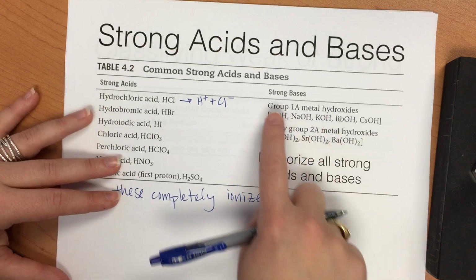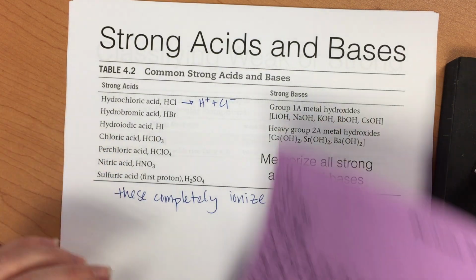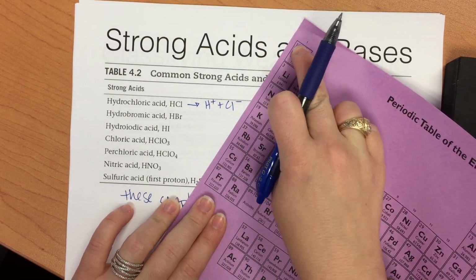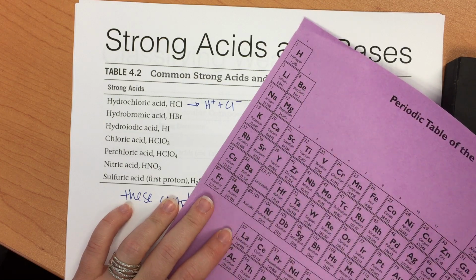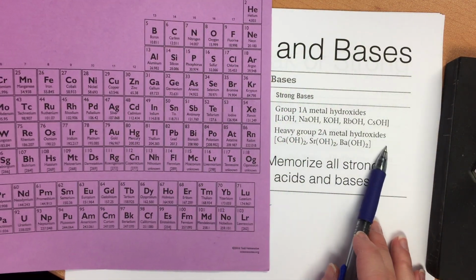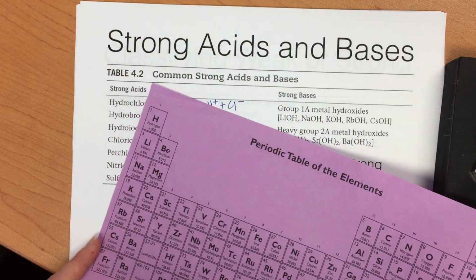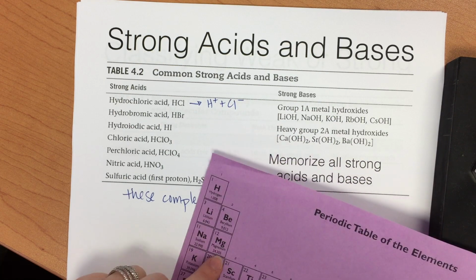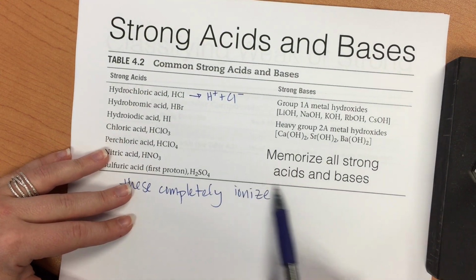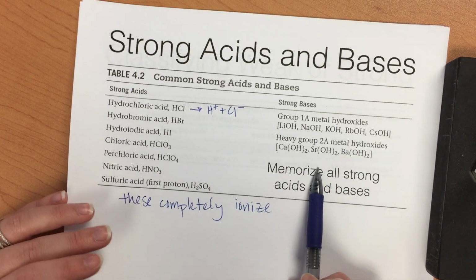For strong bases, all of the group 1A metal hydroxides. So if we were to look at a periodic table, we are talking about group 1A, which is this group right here, minus hydrogen, and some of the heavy group 2A metal hydroxides, such as barium, strontium, calcium. The other two, not quite as much. Please note you need to memorize all of these strong acids and bases to know what they are for different equations.